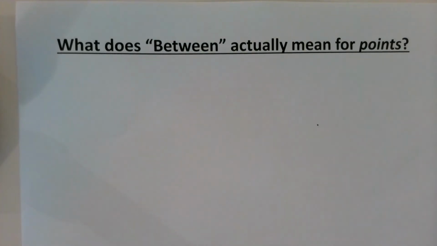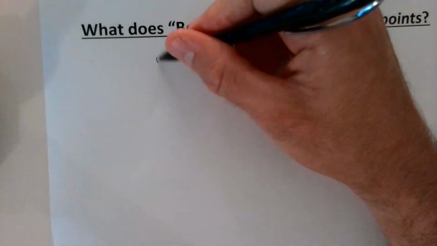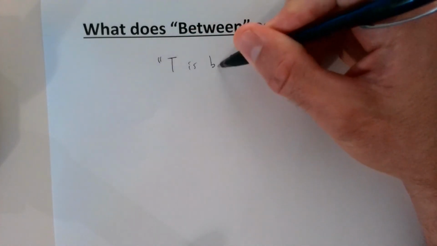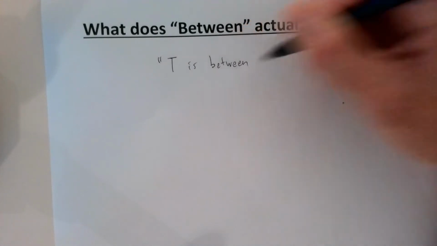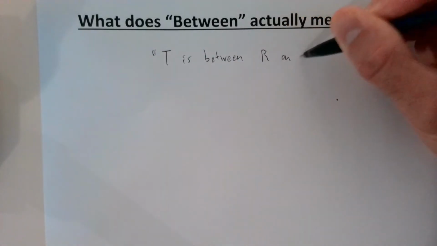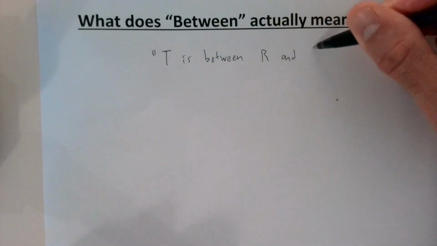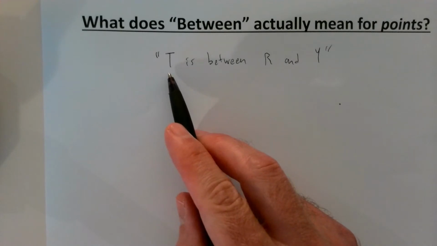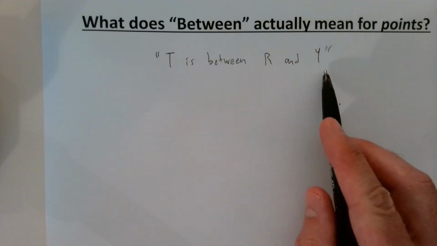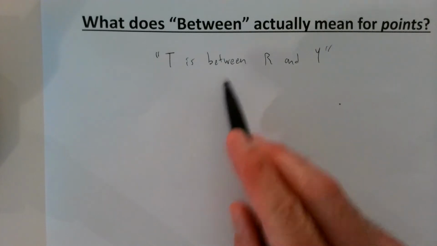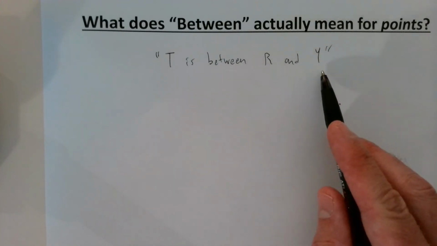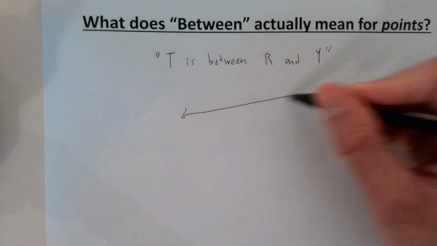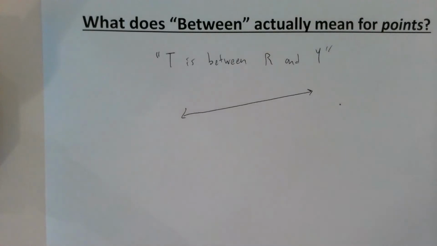So let me show you what I mean through a small example here. Here's a phrase. How about T is between R and Y. Okay, so from our first discussion, we know that these are all points. Those are capital letters. To be between, first that means that all three of these points I've listed are all on the same line. Collinear means all on the same line. So I'm just going to draw myself a line. Doesn't matter. And you can just draw a segment if you want to.